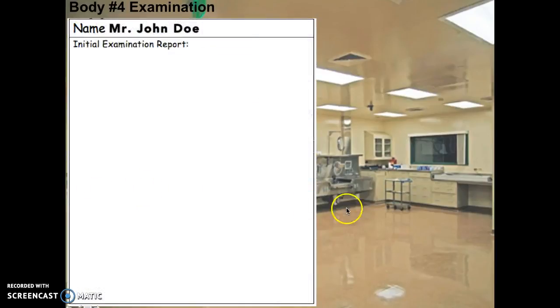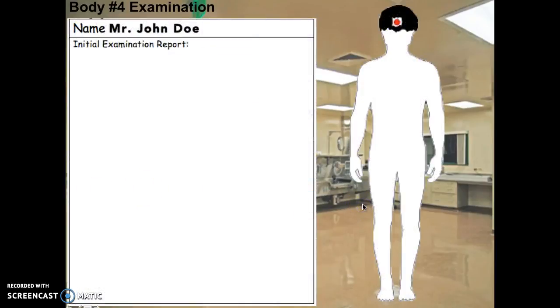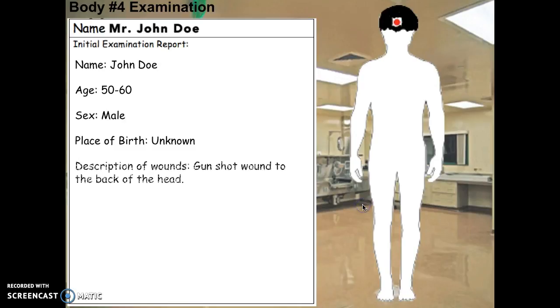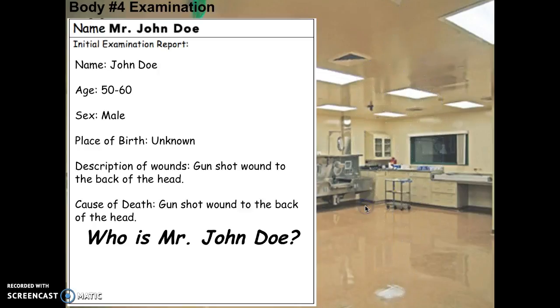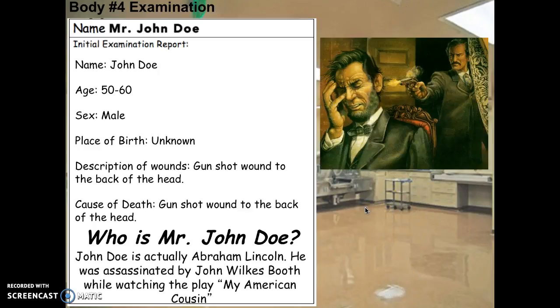Okay, so our body number 4 is a John Doe. Now we've talked about how a John Doe is kind of a code name for an unidentified person, where they need to figure out whose body this is. So there was evidence that was found with this person to try to figure out who he was. This particular victim suffered from a gunshot wound to the back of the head, and we asked, who is Mr. John Doe? He is actually Abraham Lincoln.